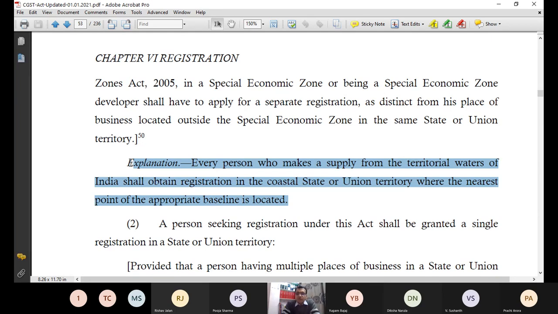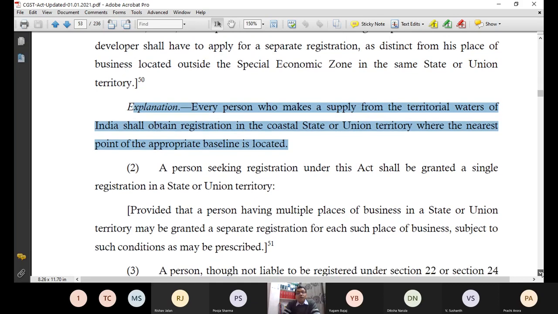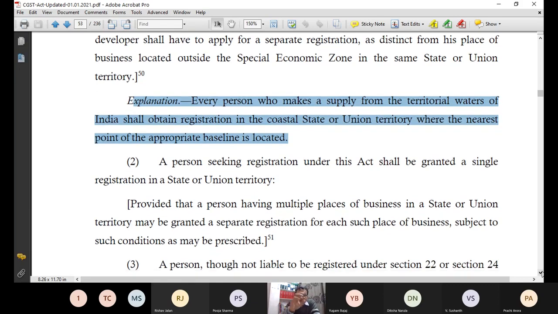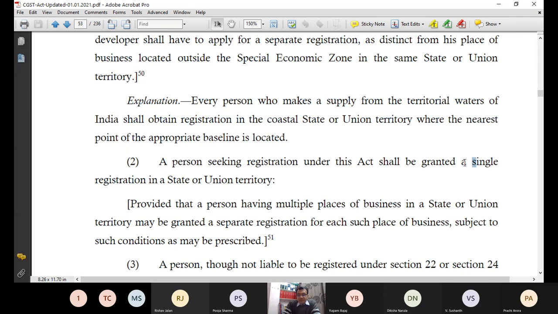Now we have subsection 2 of section 25. It says that for one state or UT there should be a single registration, no double registrations. As the act says in 25 subsection 2, a person seeking registration under this act shall be granted a single registration in a state or UT. So within a state or within a UT, I can have only a single registration. I cannot have more than one registration.